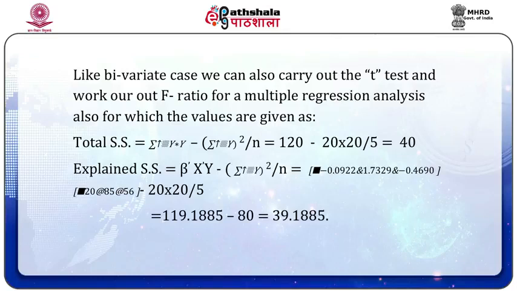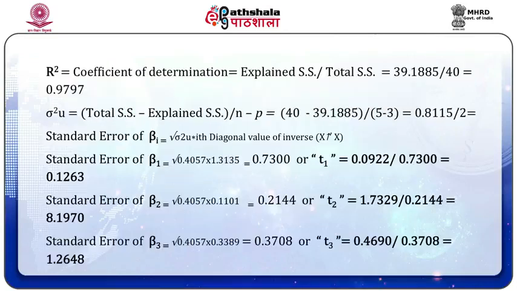Explained SS is equal to beta x'y minus (summation y) whole square upon n is equal to (minus 0.0922, 1.7329, minus 0.4690) times (20, 80, 56) minus 20 into 20 upon 5 is equal to 119.1885 minus 80 is equal to 39.1885. R square is equal to coefficient of determination is equal to explained SS upon total SS is equal to 39.1885 upon 40 is equal to 0.9797.